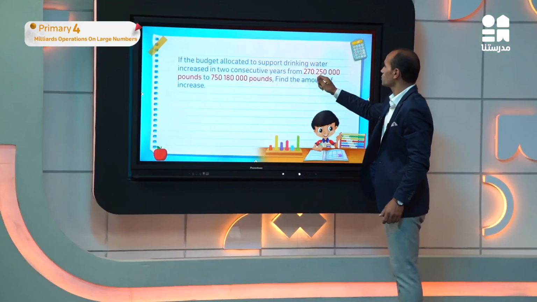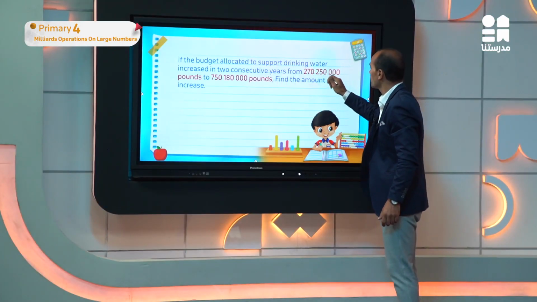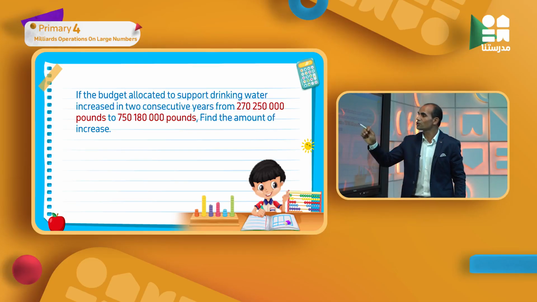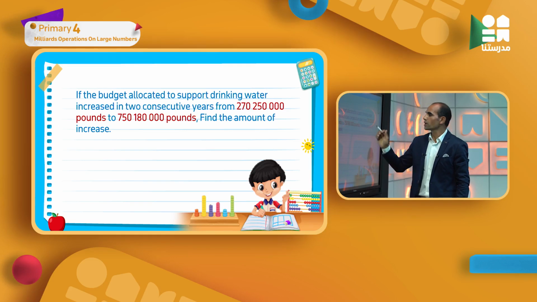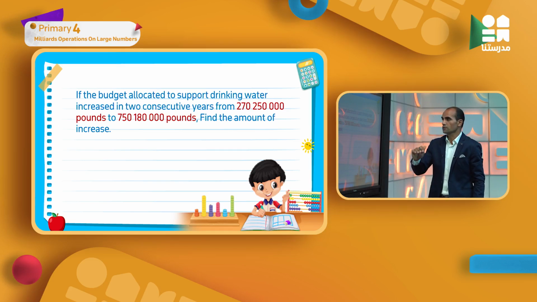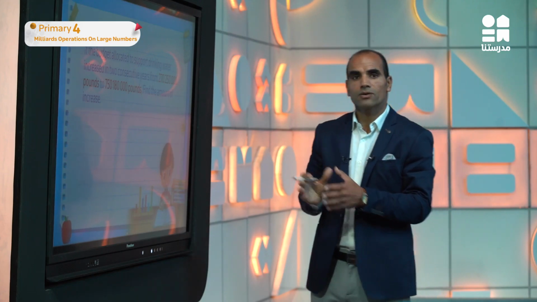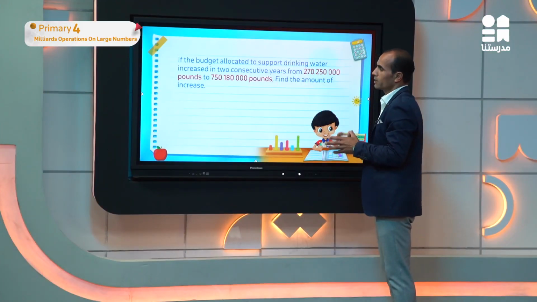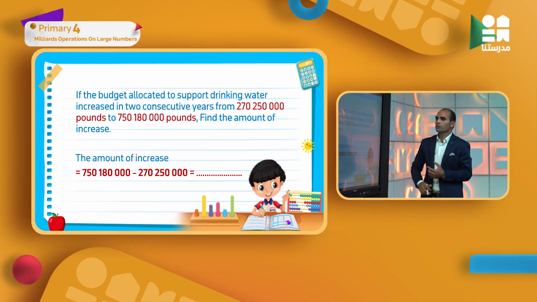From 270 million 250,000 pounds to 750 million 180,000 pounds. Find the amount of increase. The amount of increase, so this is a subtraction operation. Because we have here a keyword. Keyword يعني الكلمة الدالة على subtraction operation. يعني اللي بتفهمني أو بتقول لي إن هنا في subtraction. Okay?